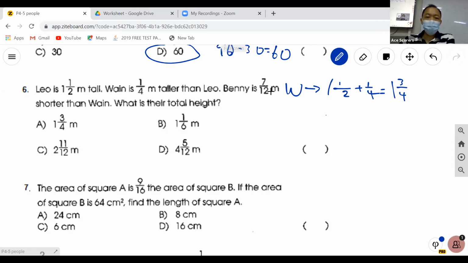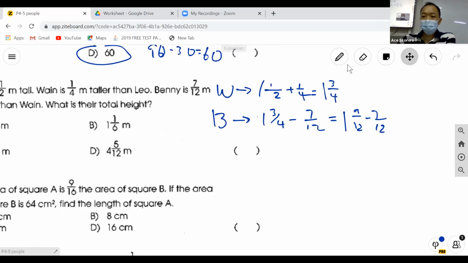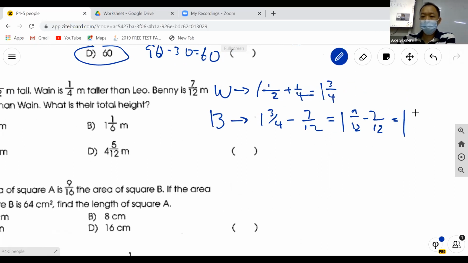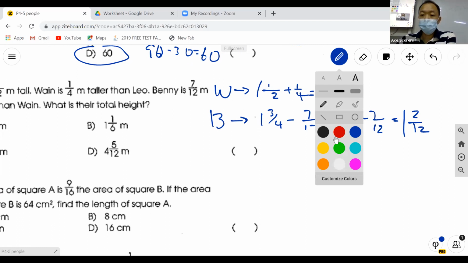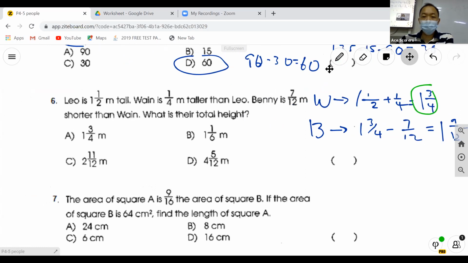Then Benny is 7/12 shorter. So you find Benny. You've got to find the common denominator, which is 12 in this case. So it becomes 1 whole 9 over 12, take away 7 over 12. Right? So Benny's height is 1 whole 2 over 12. Okay, finally, you need to add the three of them, the heights, together. First one, second one, and the third one, which is 1.5.